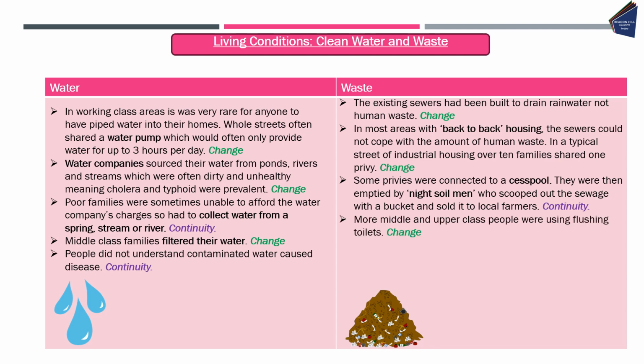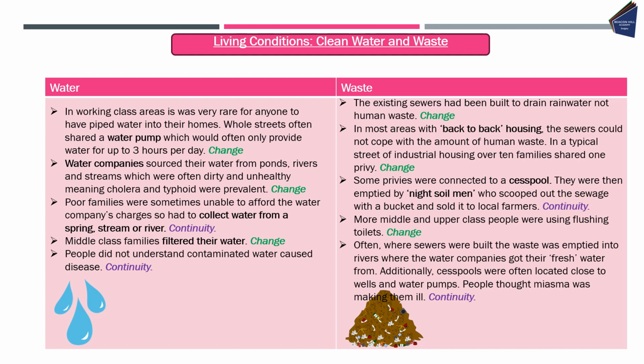More middle and upper class people were using flushing toilets, which remember were created at the end of the early modern period. And often where sewers were built, the waste was emptied into rivers where the water companies got their fresh water from. Additionally, cesspools were often located close to wells and water pumps. Remember, this is going to be a huge cause in the cholera epidemic, as much as people don't realise that that is the case. And people are still very strongly under the illusion that miasma is what is making them ill. So this prevents any kind of progress really in finding out what causes cholera.